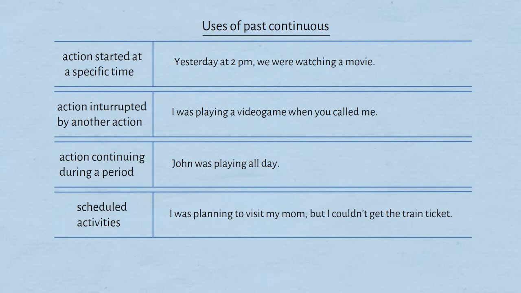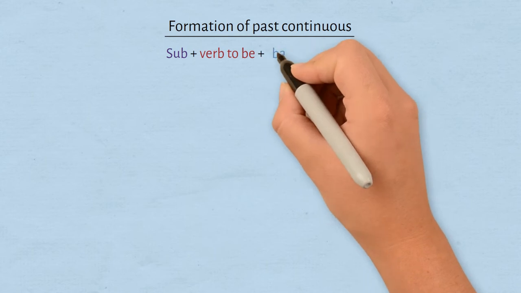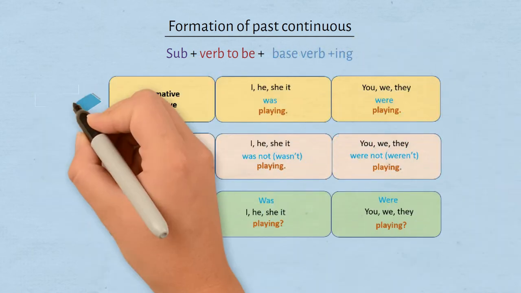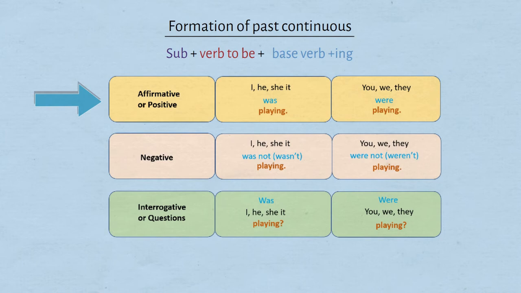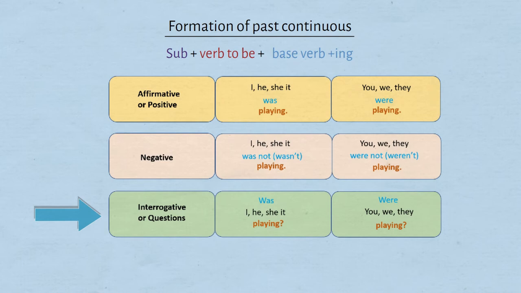The formation is simple. We use the subject plus verb to be plus the base form of the verb plus ing. Affirmative or positive: I, he, she, it was playing. You, we, they were playing. Negative: I, he, she, it was not playing or wasn't playing. You, we, they were not or weren't playing. Interrogative or questions: was I, he, she, it playing? Were you, we, they playing?